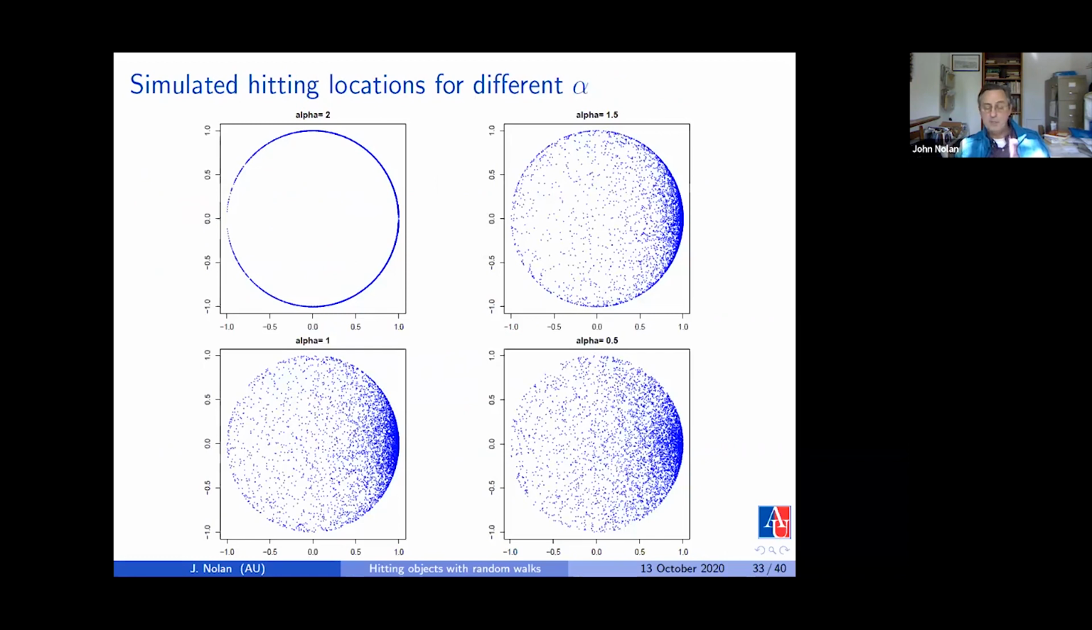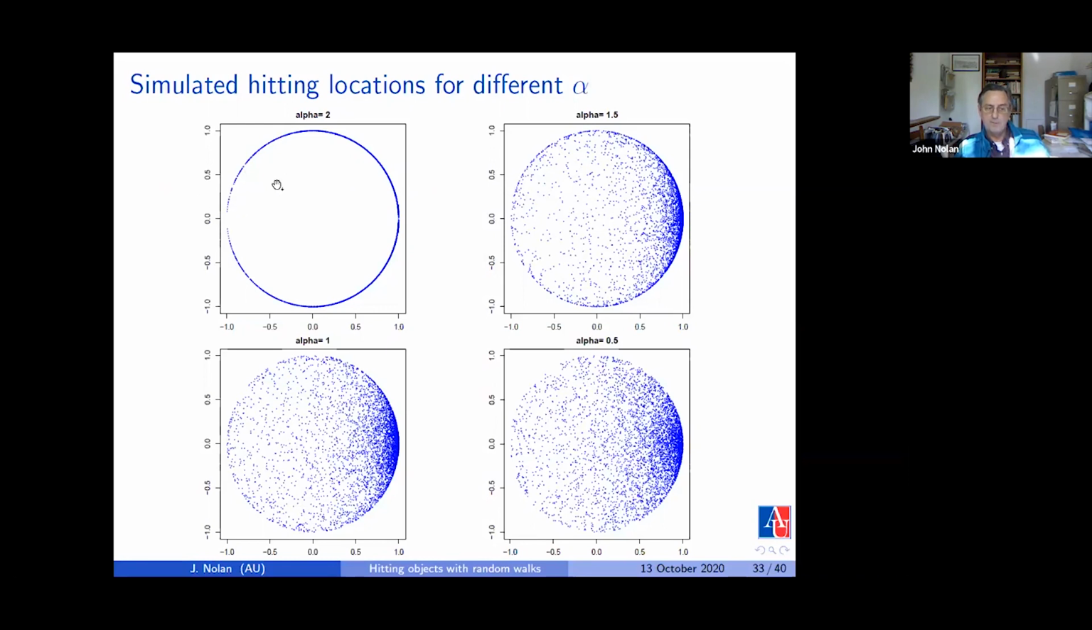Here are some simulations. I think there are 5,000 simulations here. When alpha equals 2, it's the Brownian case. In all these cases, I'm starting over here. It's not shown on the map, but I think I'm about 1.5 units away from the origin, out on the x-axis. In the Brownian case, all the hitting points are on the surface of the sphere, and it's a little hard to see, but there are more of them over here.